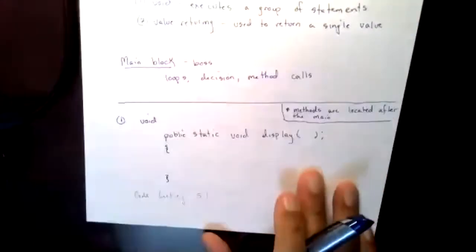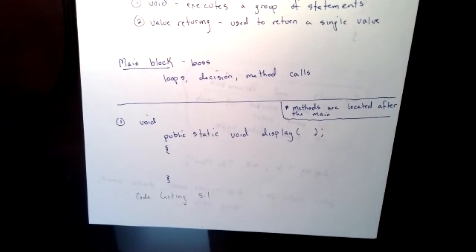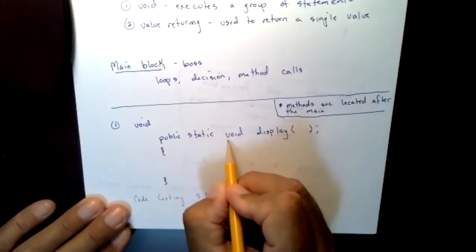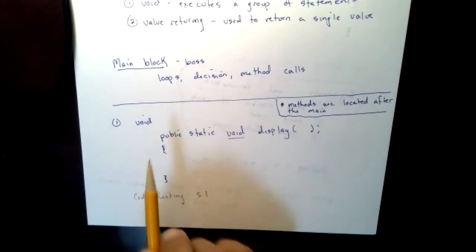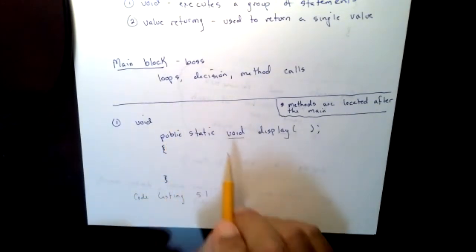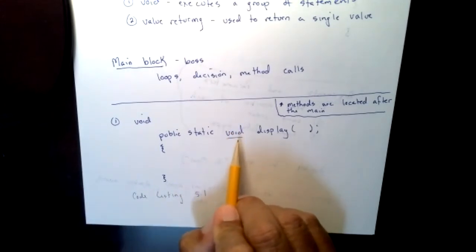Okay, so let's see, what do we have? For example, a void method. The location of all of my methods will be after my main. So I have my first brace, my main, and a brace, and then I start listing all of my methods. So just a note there. What does a void method look like? A void method is always going to have this public static void, and that's the key word. You don't need to worry about public. You don't need to worry about static. You need to worry about void.